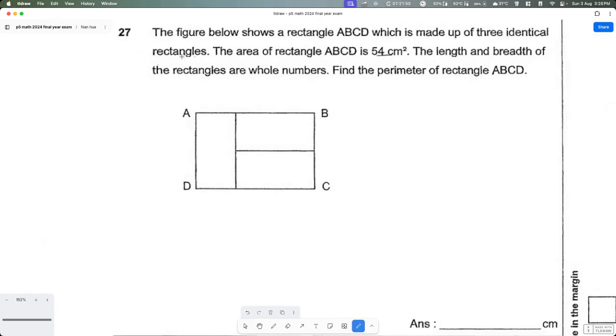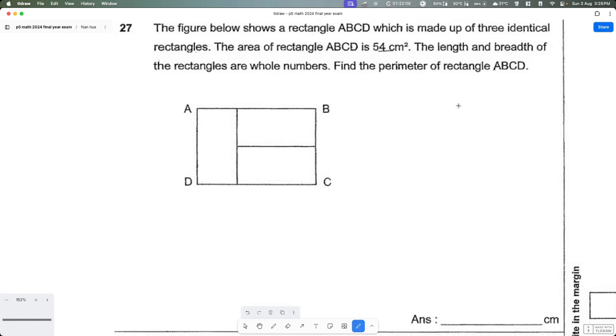All right, question 27. It says here the figure below shows a rectangle ABCD, which is made up of 3 identical rectangles. The area of rectangle ABCD is 54 centimeters squared. The length and the breadth of the rectangles are whole numbers. Find the perimeter of rectangle ABCD.